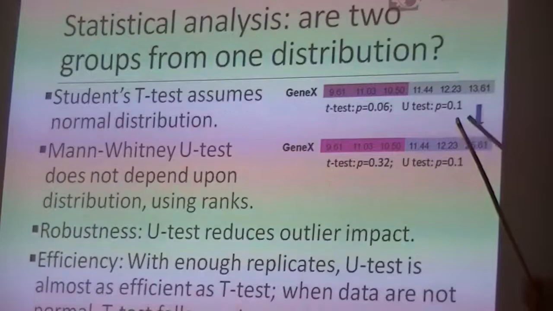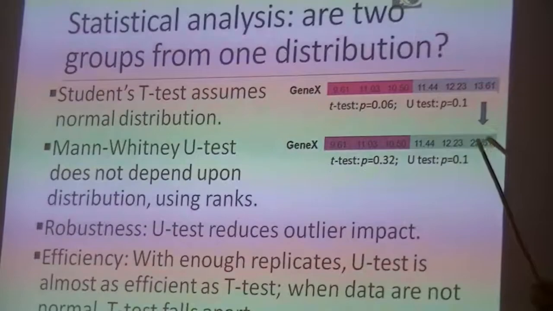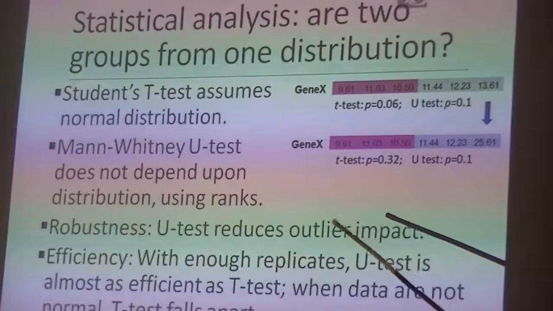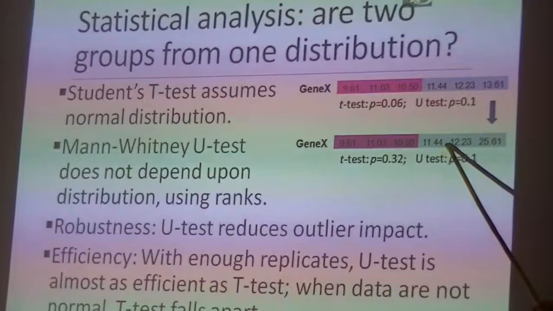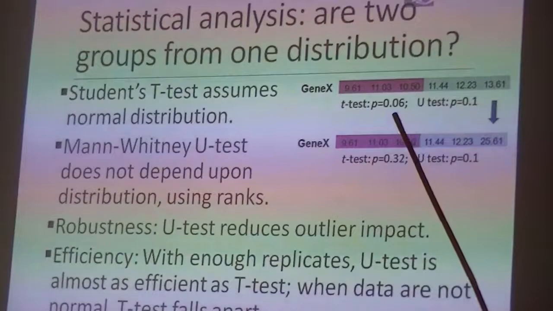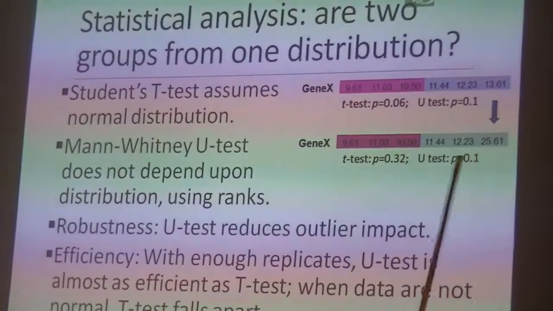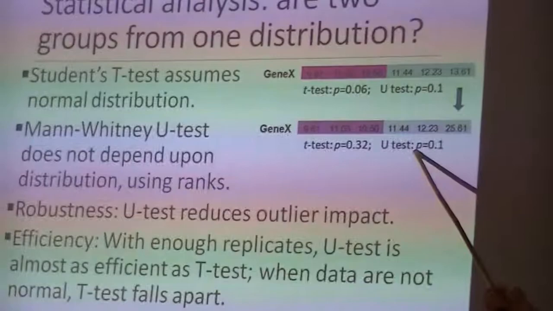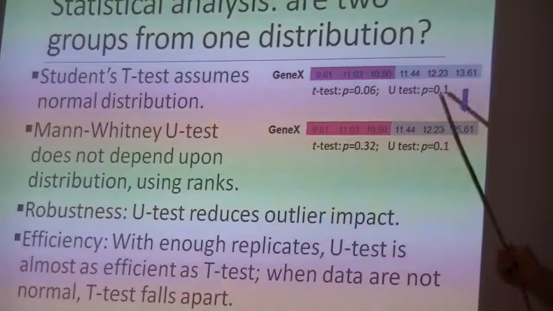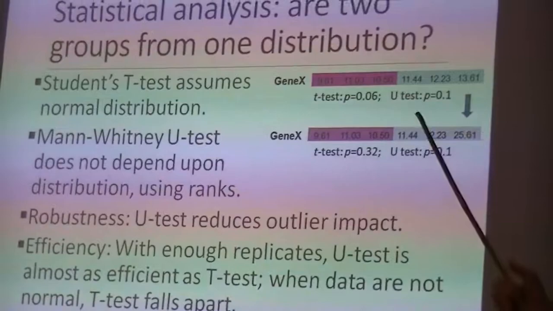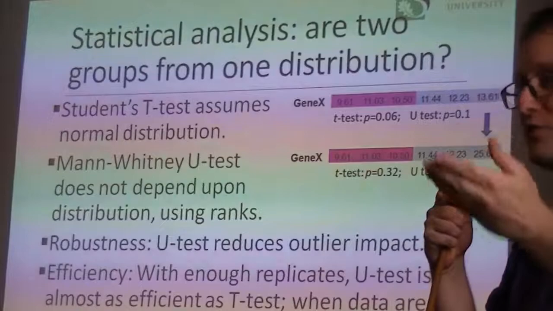What happens when we change just one of those values from, say, 13.6 to 25.6? Suddenly, the t-test's p-value escalates very, very rapidly. This is from changing a single point, because now the amount of variation that we have within one of these cohorts is much higher. Changing this 13.6 to a 25.61 really distorts the variability for one set of these samples. The p-value from the U-test, however, is unchanged, because to it, that value was already the highest across these six, and just because it moved from 13.6 to 25.6 didn't change the fact that it was the top-ranked value out of those six. This is an example of robustness against outliers.